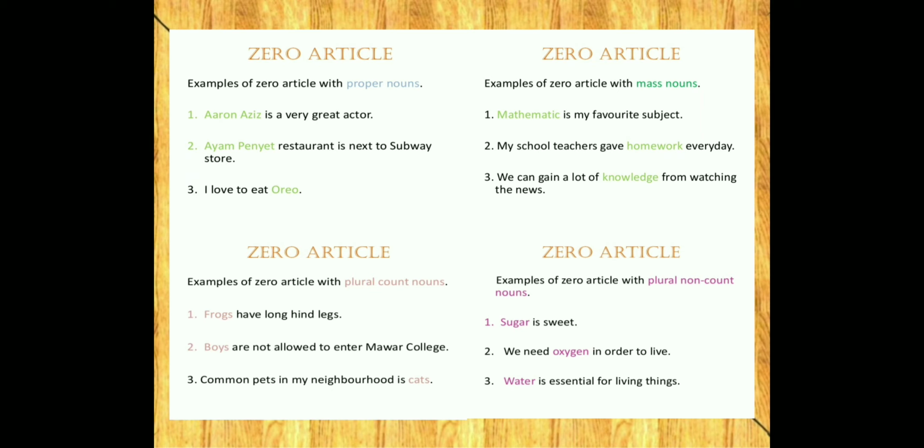Similarly, with mass nouns, we cannot use any article. For example, mathematics, homework and knowledge. Plural countable nouns. Frogs, boys and cats won't have any article. Plural non-countable nouns also won't have any articles. For example, sugar, oxygen and water.